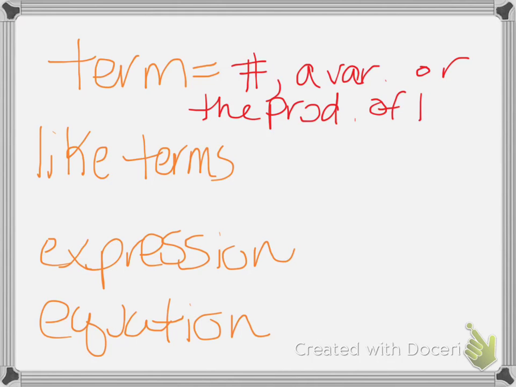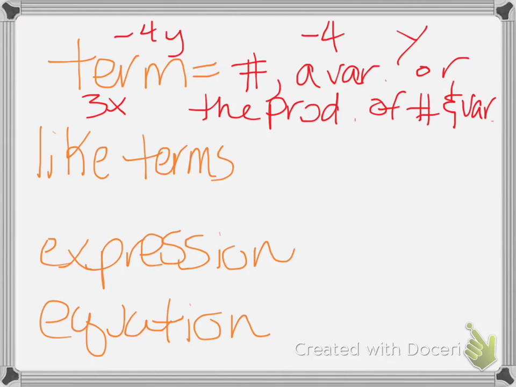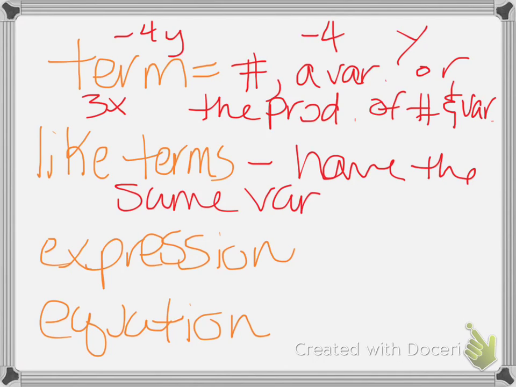Okay, so remember that a term is always separated by plus or minus signs. But two things can be multiplied. So like 3x, negative 4y, negative 4 by itself, y by itself, those are all terms. Okay? Like terms are terms that have the same variable.